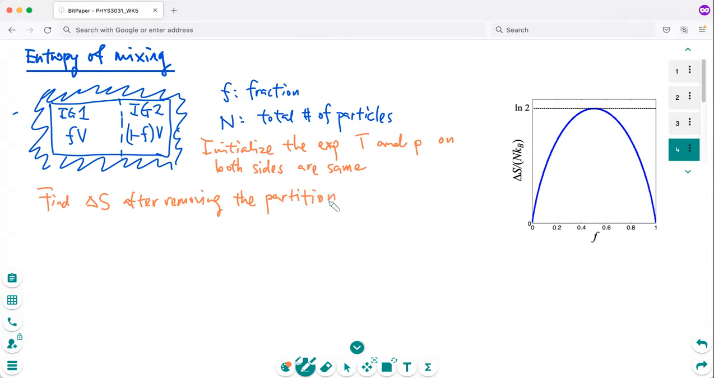Now this has a special name. This one is called the entropy of mixing, because you are really mixing two different gases. For example, you can have helium and nitrogen, and this is mixing two different types of particle. So this is called the entropy of mixing.